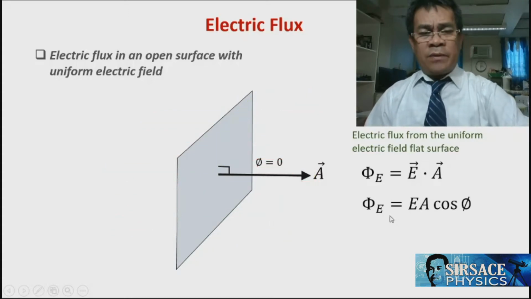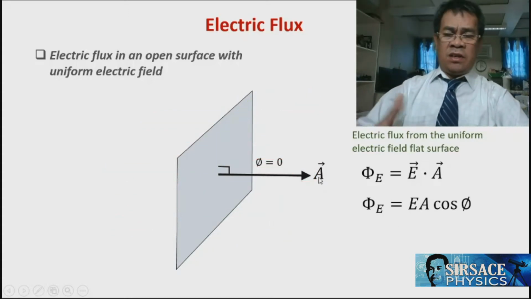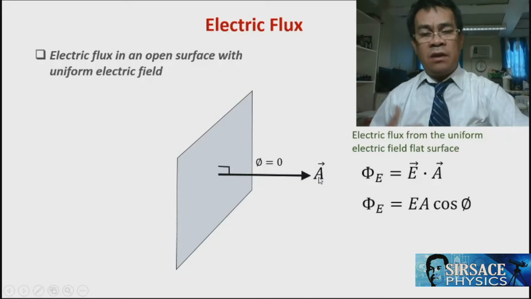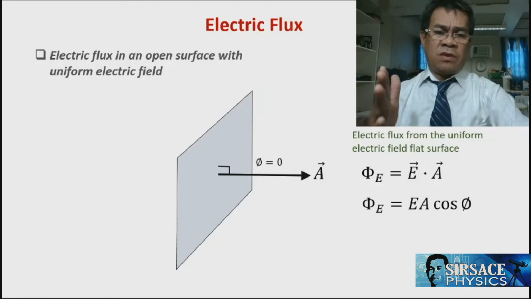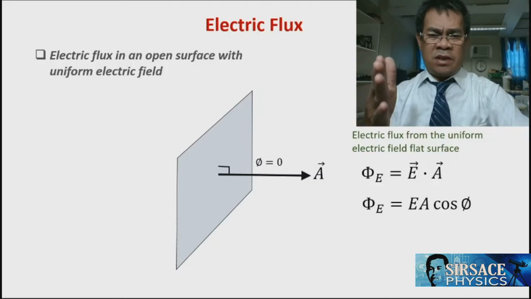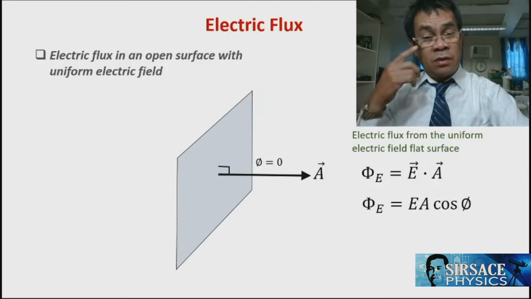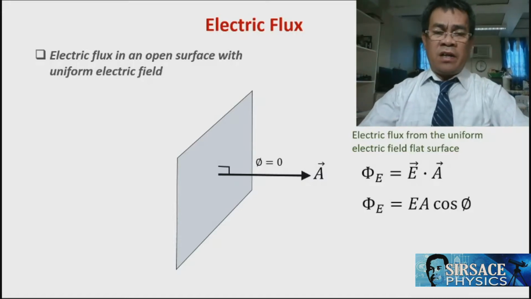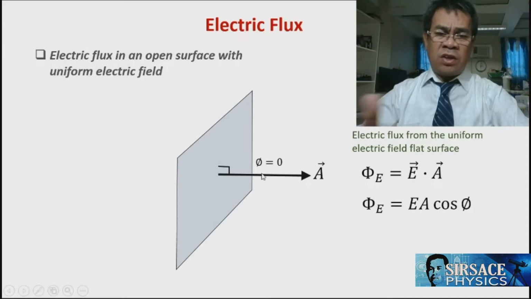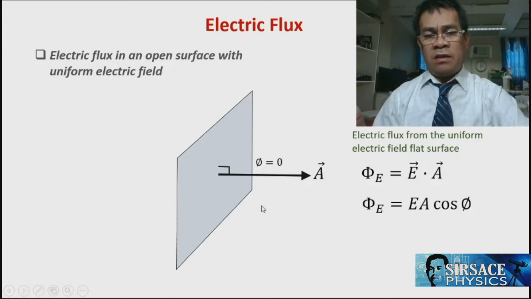So what will happen if we change the orientation of the area? Suppose the plane area is perpendicular to the electric field, so therefore the normal area is parallel. That's why it produced 0. So the question is, what will happen to the electric flux if we change the orientation of the plane?